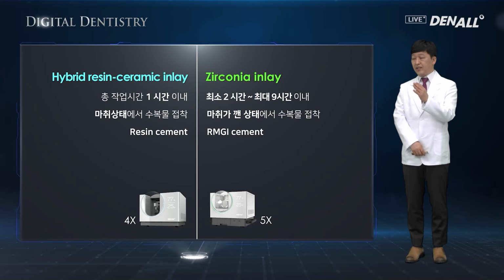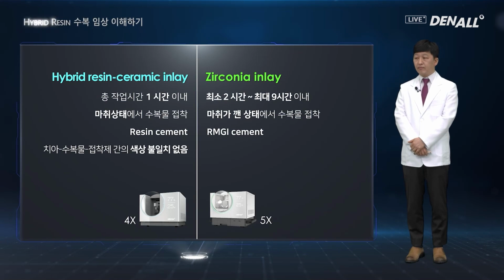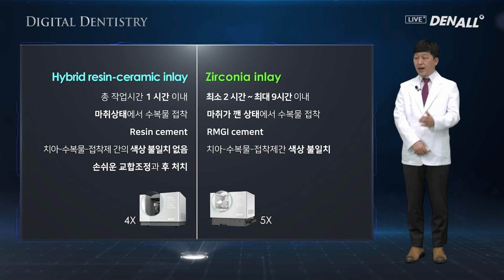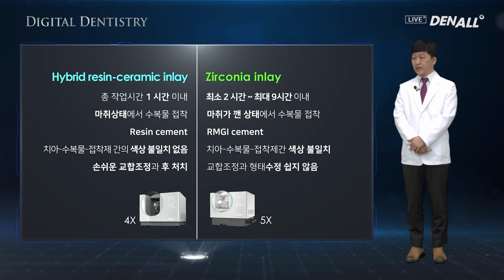On the left, resin cement is used, and on the right, RMGI cement is used. And in terms of bonding, it's quite unfavorable. Zirconia inlay is unfavorable. Because resin cement is used, there's no color difference between the tooth restoration and cement. However, in the case of zirconia inlay, there is a color difference between the tooth restoration and cement. In the case of hybrid resin ceramic inlay, occlusal adjustment and post treatment can be done easily. However, in the case of zirconia inlay, this is not easy at all.